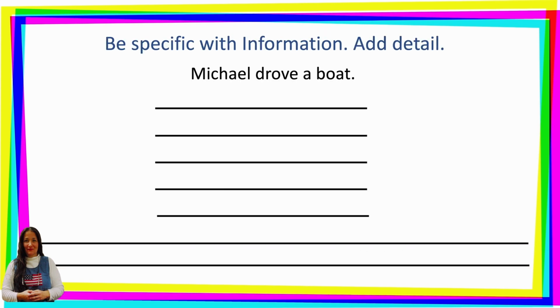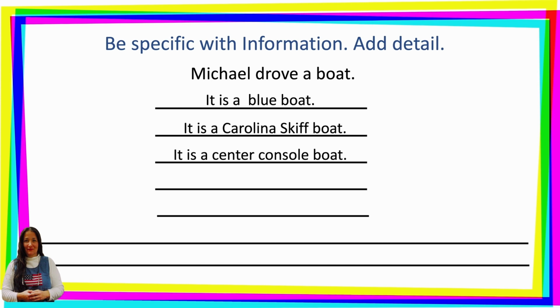Be specific with information. Add detail. Michael drove a boat. Too bland, too simple. It was a blue boat. It is a Carolina skiff boat. It is a center console boat. It is 23 feet. It drafts 7 inches.